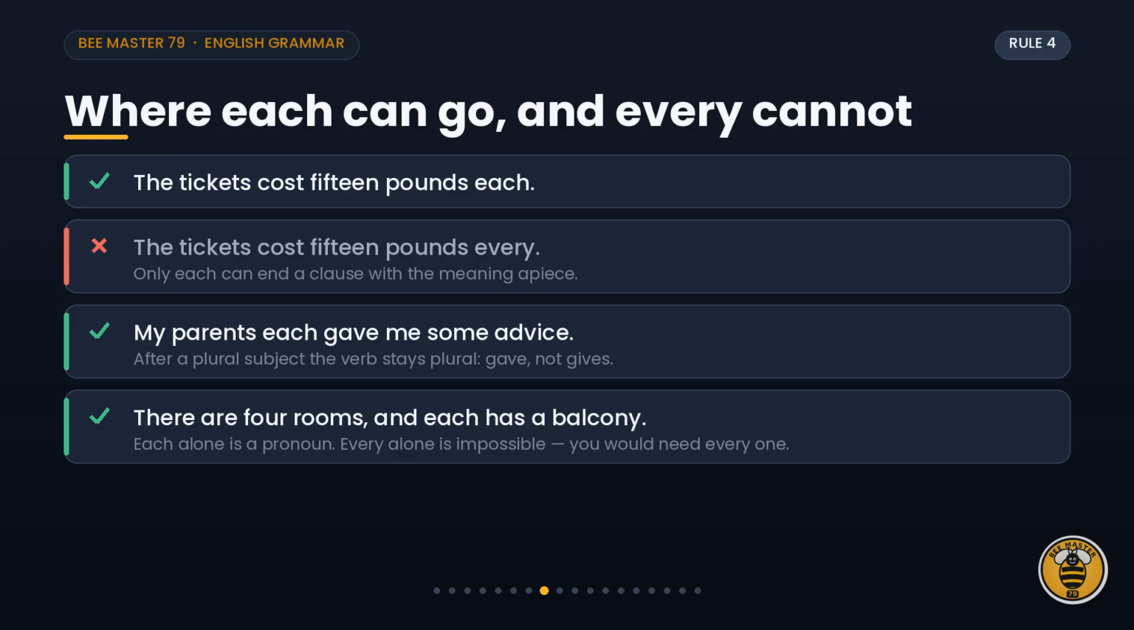Gave is plural because the subject, my parents, is plural. And in the last sentence, each is standing entirely on its own as a pronoun. There are 4 rooms and each has a balcony. If you wanted every there, you would have to say everyone has a balcony.